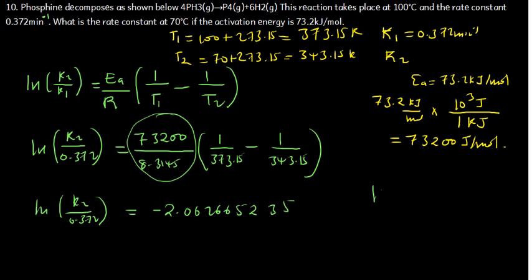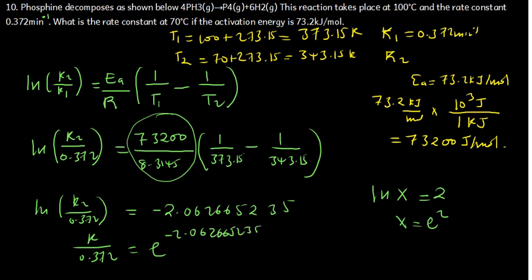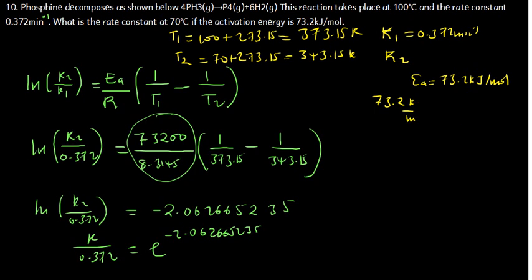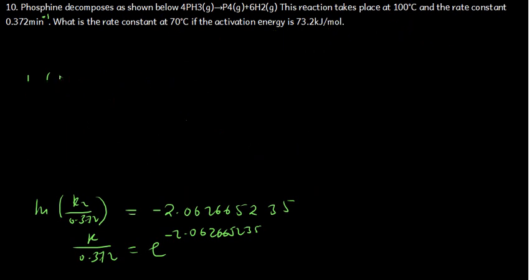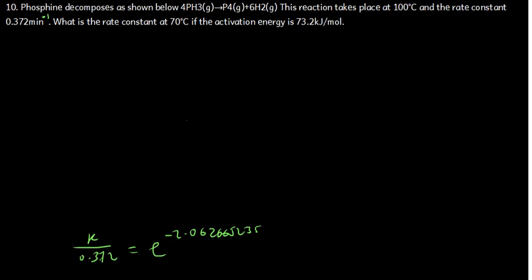Now, this is a log. Whenever I've got natural log of x equal to 2, the base of this natural log is e. That means x is equal to e to the power 2. So even here, K2 divided by 0.372 is going to be equal to e to the power negative 2.062665235. And so this will give us K2 being equal to, to do away with what is in the denominator here, I'm going to multiply 0.372 multiplied by e to the power negative 2.062665235.